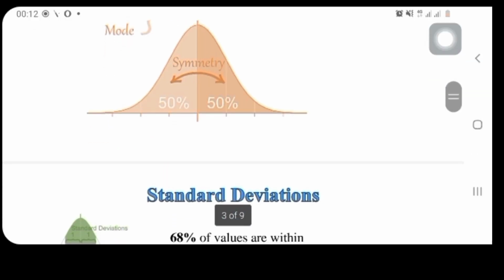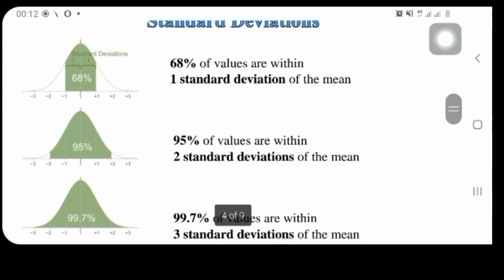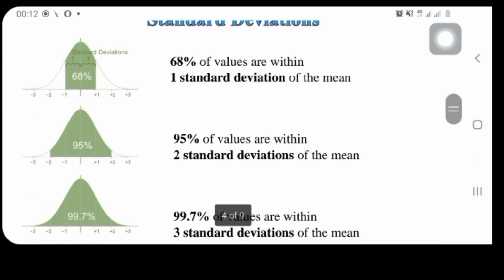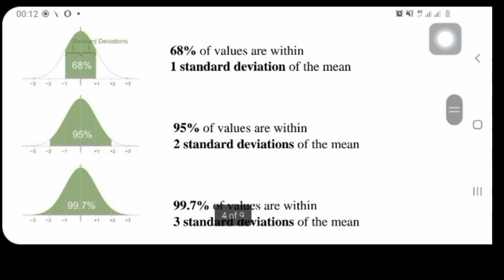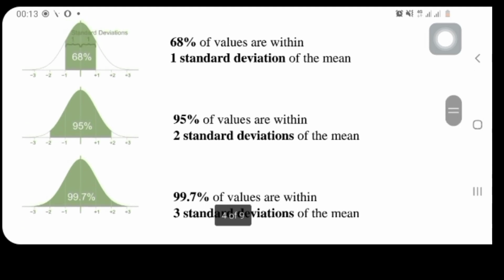And we can usually see three types of standard deviations. 68% of values are within one standard deviation of the mean, 95% of values are within two standard deviations of the mean, and also 99.7% of values are within three standard deviations of the mean. So these are the main three types of the standard deviation.